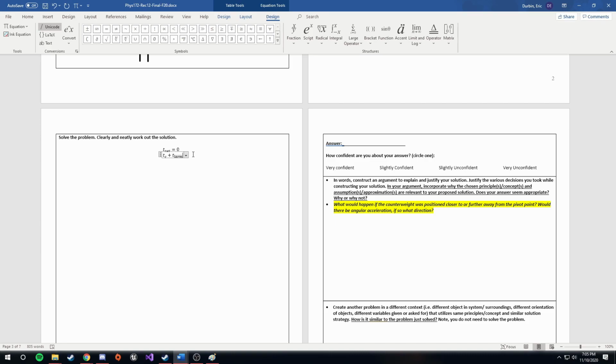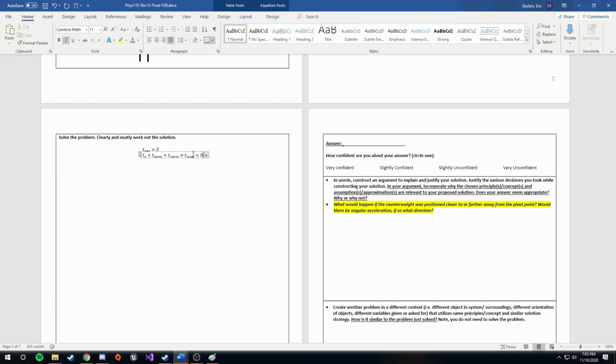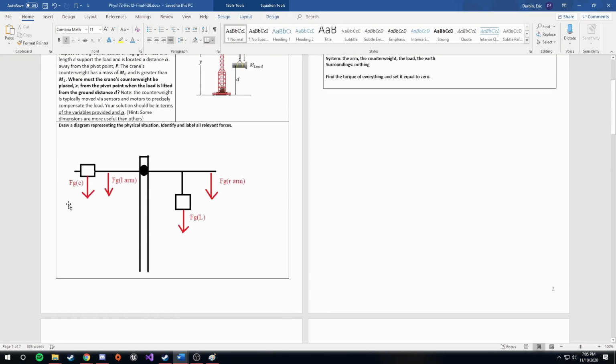Plus the torque of the right arm plus the torque of the load. Is it just those 4? I believe so, yeah. That's what it looks like.